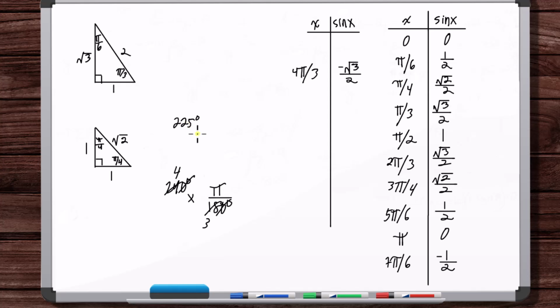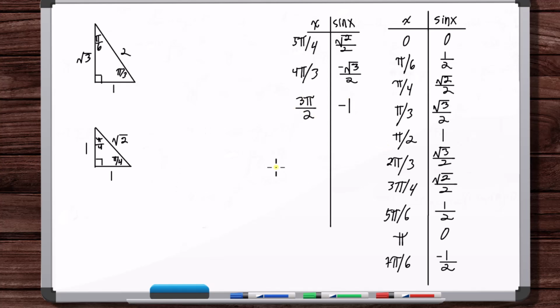Okay, so now let's come back. So 225, this is 5 pi over 4. Okay, so 45 degrees, come here, it's root 2 over 2, but it's going to be negative. Okay, and then 270, that's quadrantal angle, 3 pi over 2, that's negative 1. Okay, 270 plus 30 is 300.